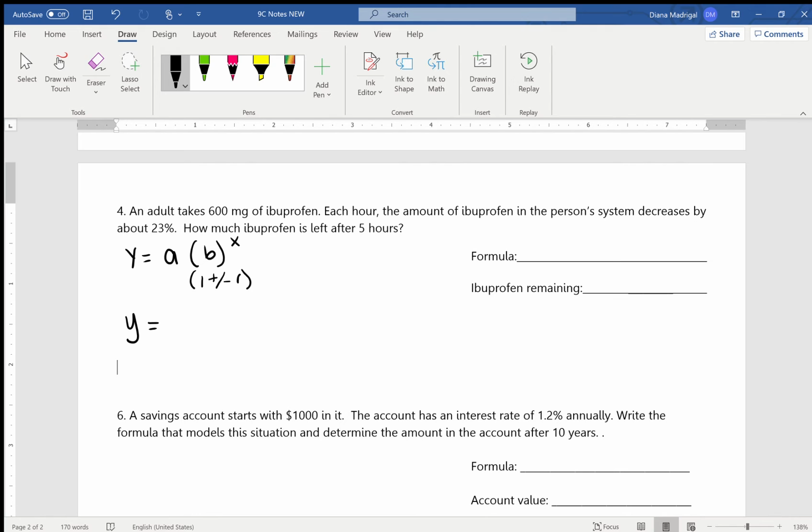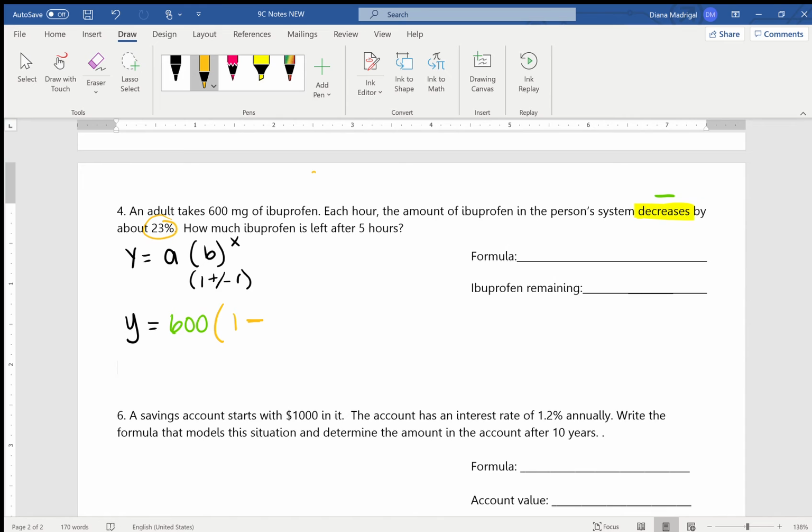As read in our problem, an adult takes 600 milligrams of ibuprofen. That means that that's the initial, that's the a. Each hour, the amount of ibuprofen in the person's system decreases. Again, decreases means it's going down, so we're going to have to subtract. So it's going to be 1 minus, and remember it said about 23%.